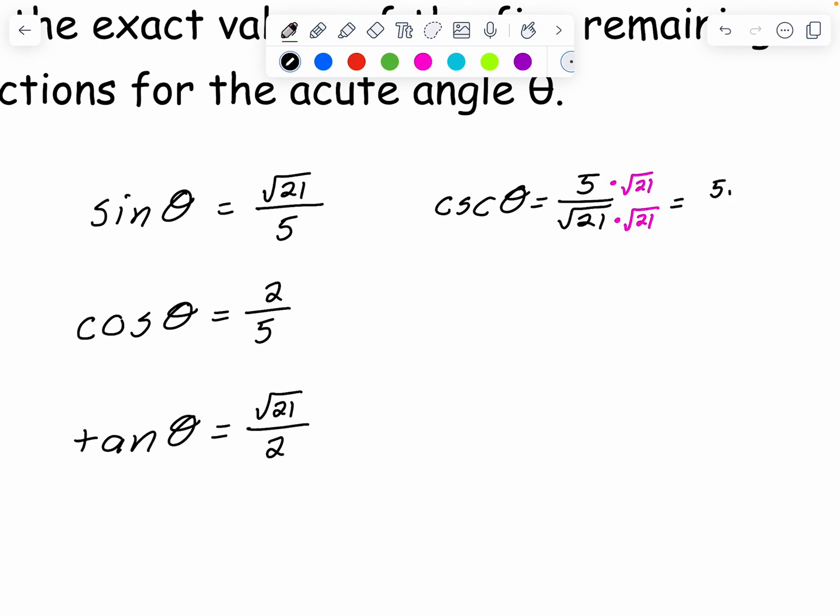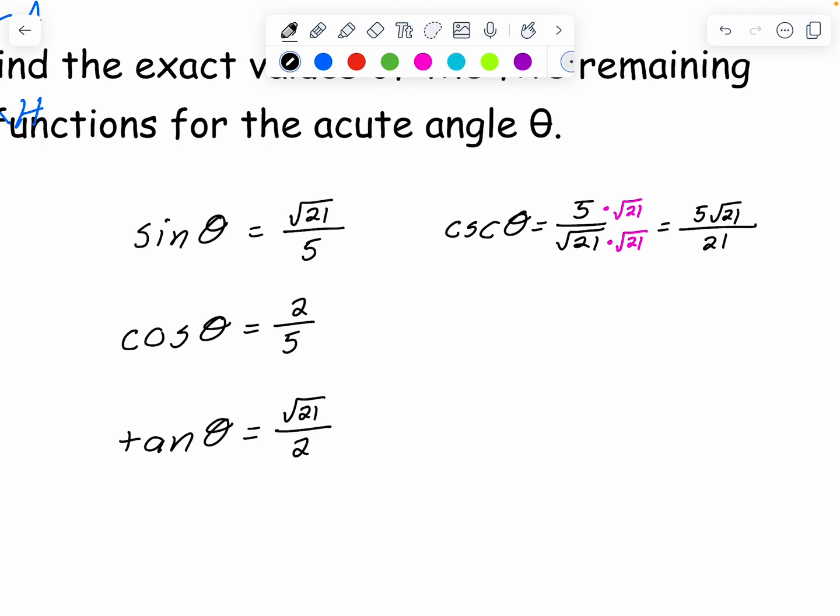By doing so, that is going to give us 5 square root of 21. So those are just multiplied together. And on the bottom, that's going to give me just 21. Because if I'm multiplying something times itself, that means I'm squaring it. So if I'm squaring a square root, those are going to simply cancel and leave me with 21. So that would be the simplest radical form for our cosecant. Now, for cosine, it's a little bit easier. So the reciprocal of cosine is secant theta. And so when we flip that fraction over, we get 5 over 2, and that's fine the way it is.